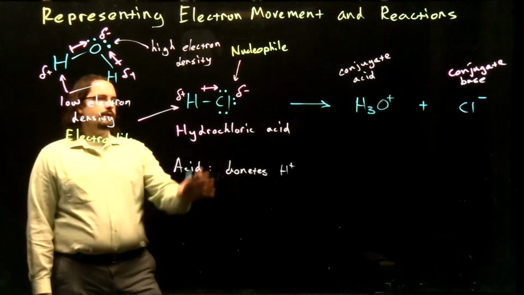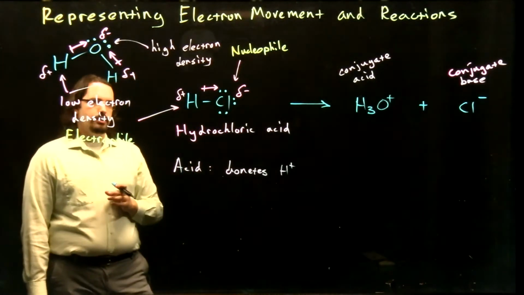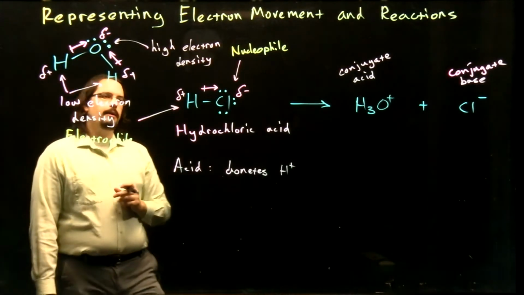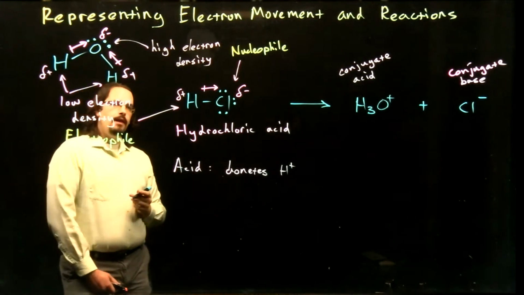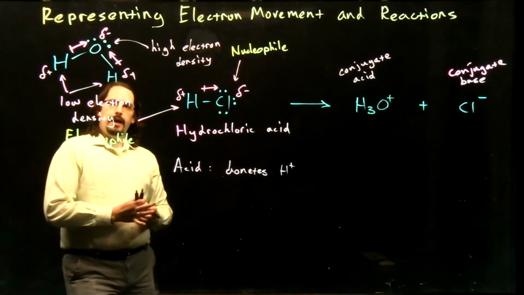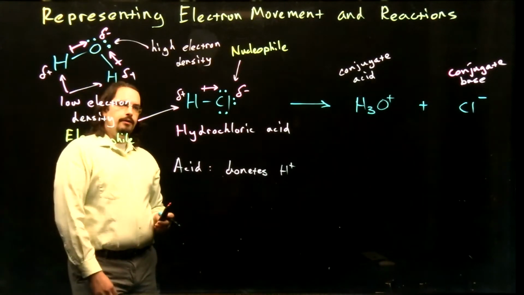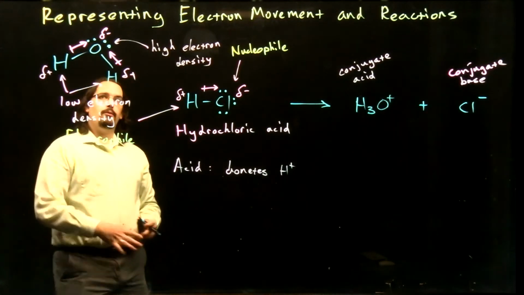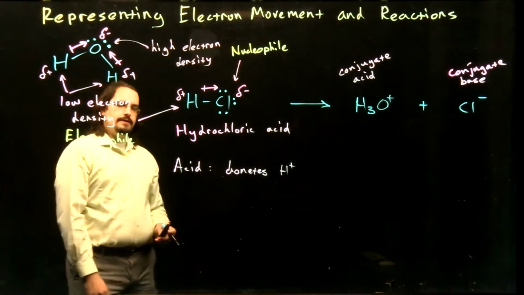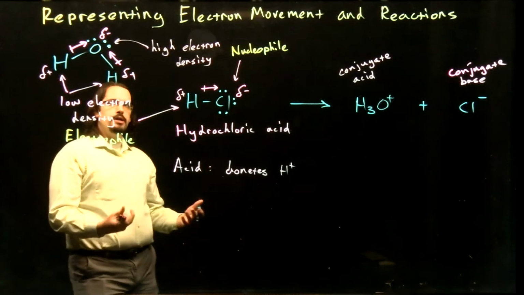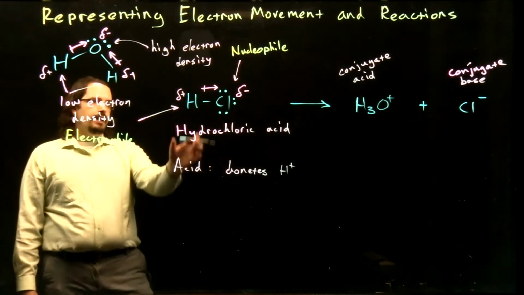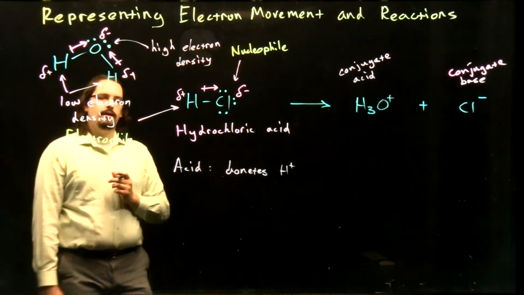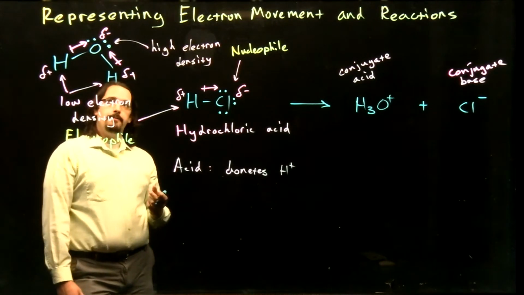So, our electrons are already kind of pulled in this direction, away from our hydrogen. Now, what's going to happen when we add our water together with our hydrochloric acid? So our water has this area of high electron density, right? So that's our nucleophile. And it sees this area of low electron density.